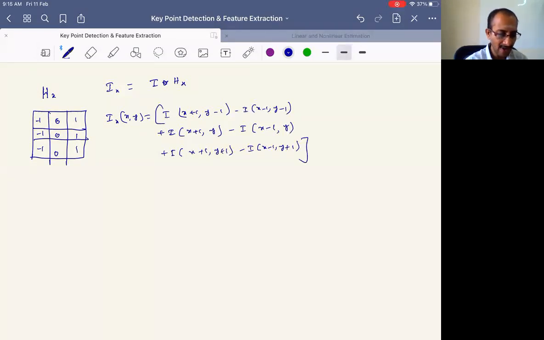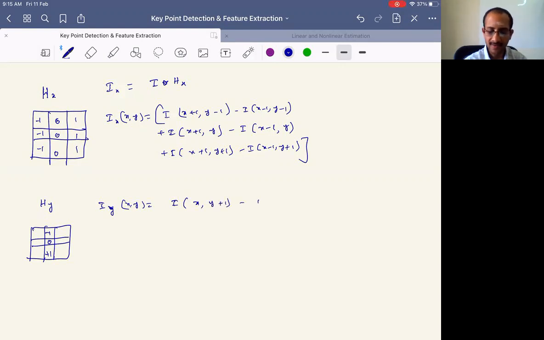Similarly, if we have something like hy, which is a vertical kernel of something like this, then what will it be? Iy, the gradient in the y direction at x comma y, is equal to what you can write with minus and plus: I of x comma y plus 1 minus I of x comma y minus 1. Here we are considering this as y and this as x, this is positive x and this is positive y, given that we have written this.